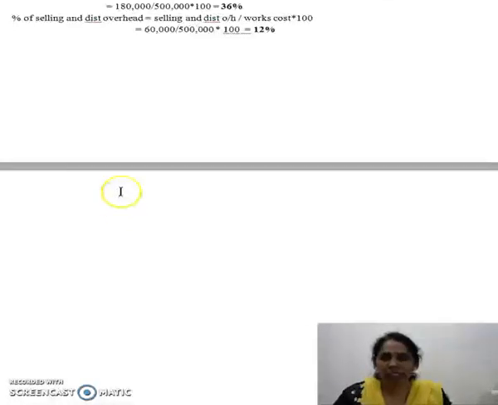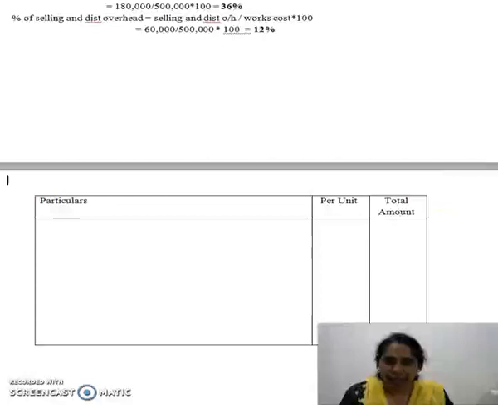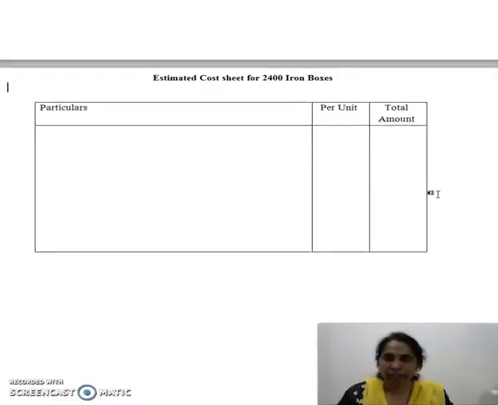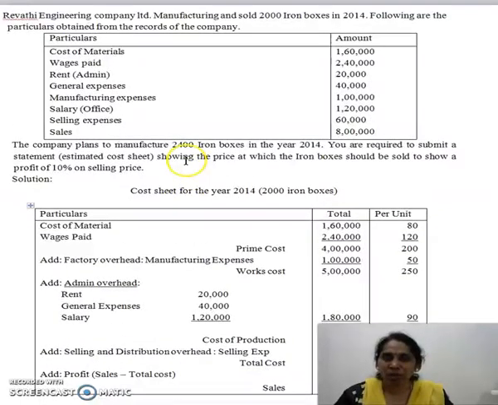Okay, shall we start the estimated cost sheet? Now the estimated cost sheet for 2,400 iron boxes. Okay, so already I have made the format ready. The first item in the estimated cost sheet is material. What is the material? Usually the material cost will be given in the problem. Let us check. But in this problem, there is no information regarding the material.